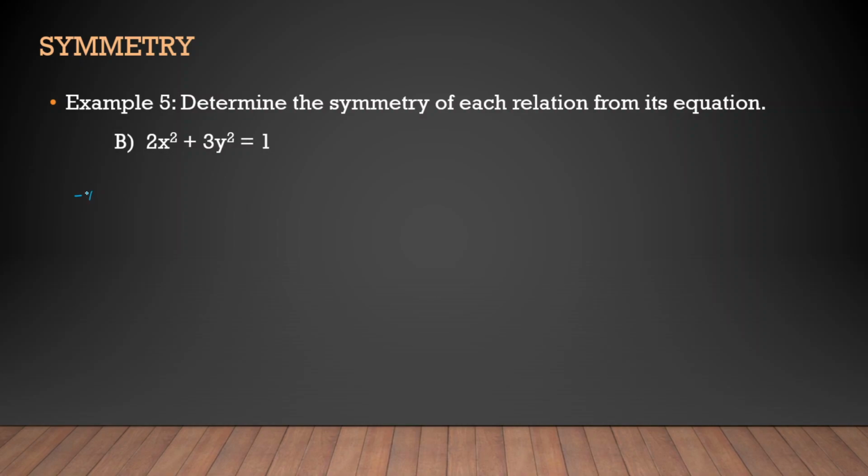Again, let's put in a negative x and see what happens. So I'll have 2 times negative x squared plus 3 times y squared equals 1. If I leave y alone, does this end up with exactly what I started with? Well, yes. What if I let just the y be negative? I still get it equaling 1.